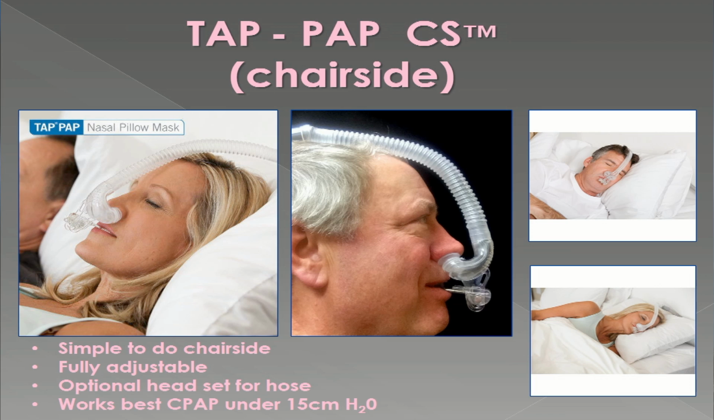Now the TAP-PAP CS comes in a bag, and you open up the bag and you attach it to the TAP post or the monoblock post. It's simple to do. The assistants can do most all of this. You just have to come and check at the end. It's fully adjustable. That little device is amazing. It can go every which way and even rotate. You can add an extra headset for the hose if you want to keep it over your head, but otherwise it kind of swivels to the side, back and forth. And again, it works best for CPAP pressures under 15 centimeter water pressure.